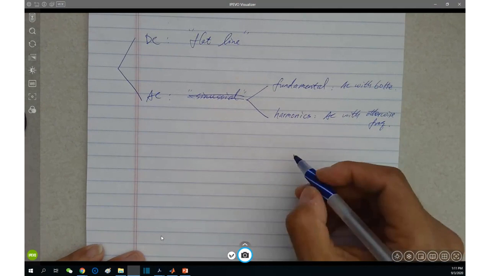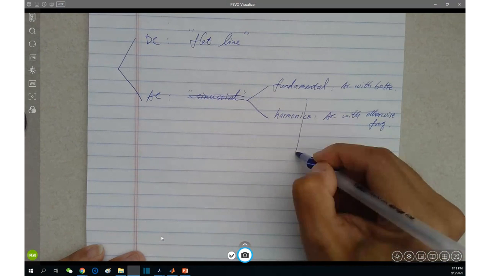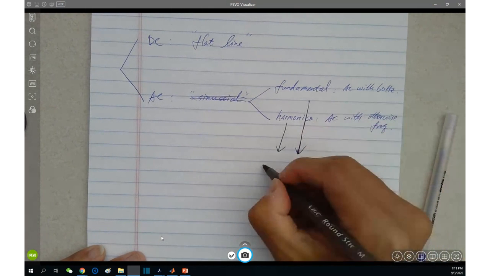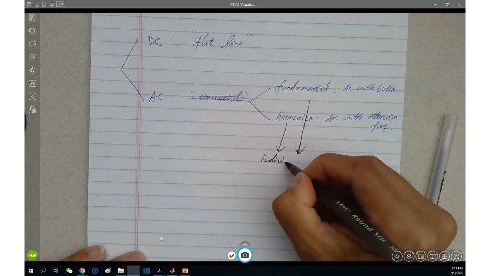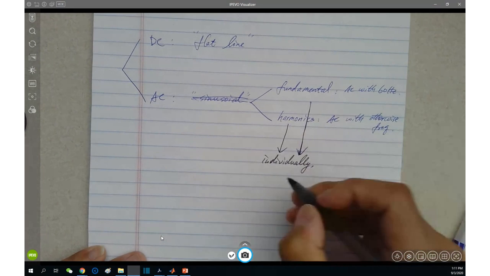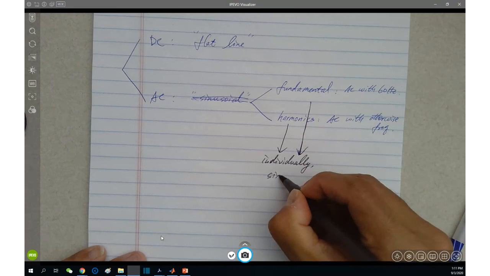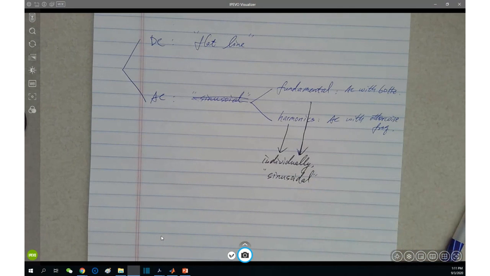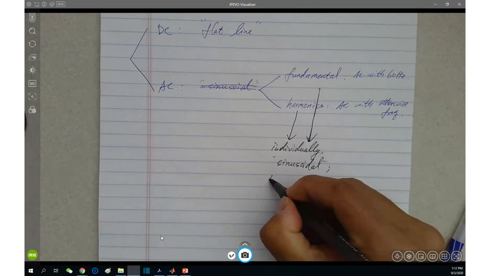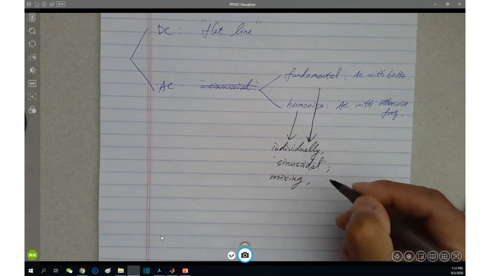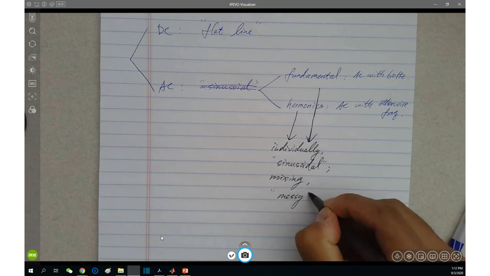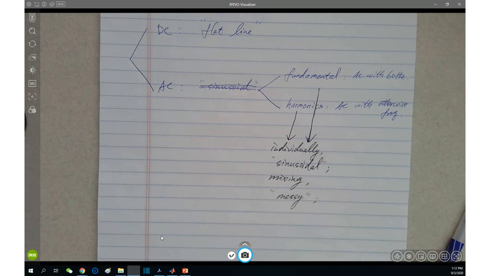However, both the fundamental individually and the harmonics individually are sinusoidal. Individually they look like a sinusoid. However, if they are not individual and are mixed together, what you're going to see is a very messy waveform, a very messy waveform.